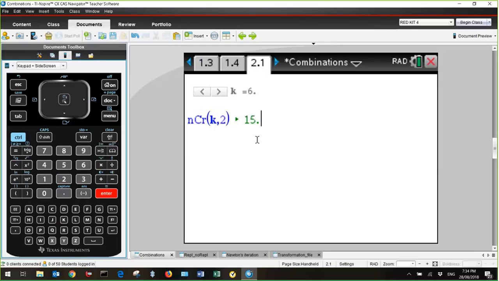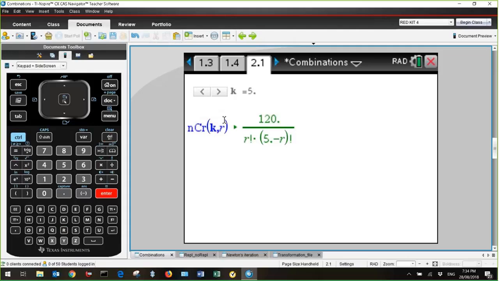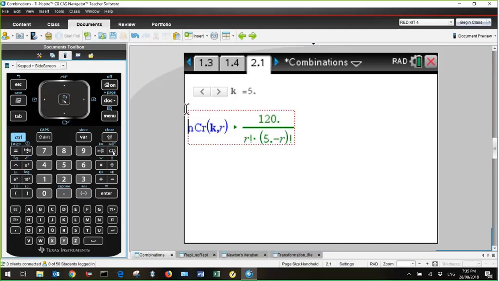But if I change the value of k on the slider, the result will change dynamically. Now, I could generalize that by having an r there, and I get an expression in terms of r. But I could then assign, using a sequence command, all the values of r from r equals 0 through to r equals k. So to get a sequence command, I'll go through the catalog. I'll hit the catalog, the big book, and sequence, so I'll press S.